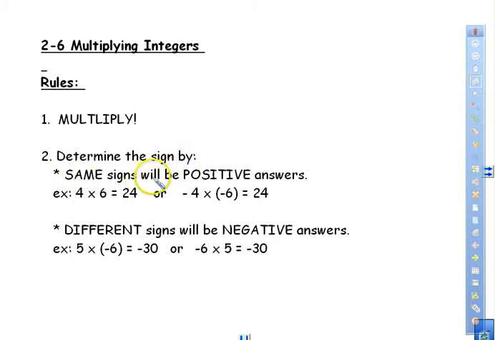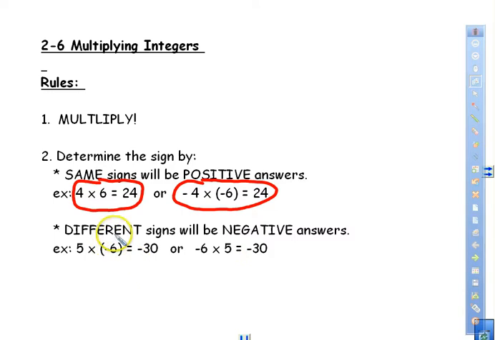So we simply multiply. Once you do multiply, then step 2 is determined by the sign. Same signs will always be a positive answer. So a positive times a positive will be positive, which is what we've been doing all along. And then a negative times a negative will also be positive. Same signs are positive. Different will be negative answers.